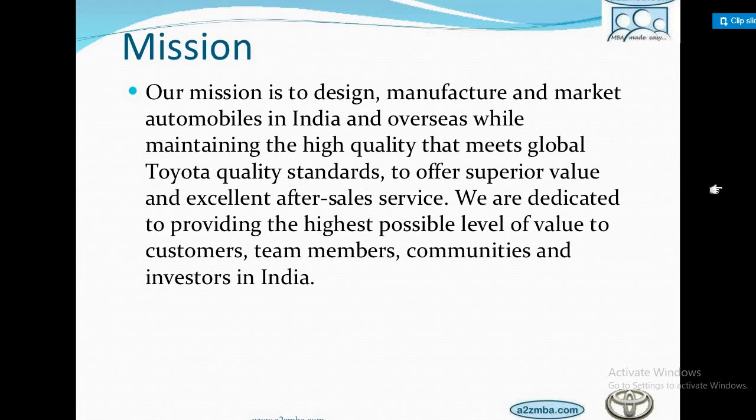What is this? In order to design, manufacture and market automobiles in India and overseas, that is, in foreign countries, while maintaining the high quality, meaning we need to maintain quality throughout that meets global Toyota quality standards to offer superior value and excellent after sales service. We are dedicated to providing the highest possible level of value to customers. What we need to do is give the highest possible value to our customers, our team members, our communities and investors in India. This is the mission of the Toyota production system.